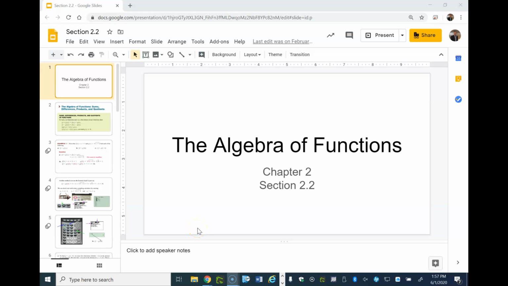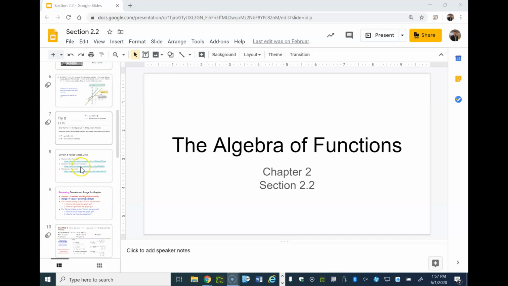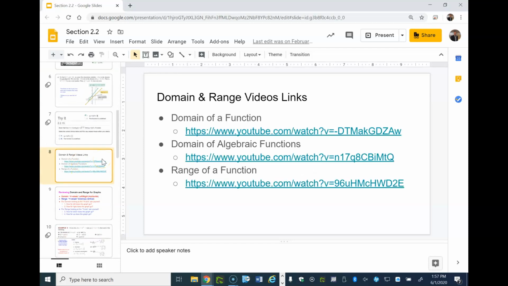With this video, I wanted to go over the algebra of functions in section 2.2, but mainly I want to focus on the domain and range, mainly the domain when you're dealing with functions, because domain is an important concept in pre-calculus, and sometimes a lot of students need a refresher on domain and range.